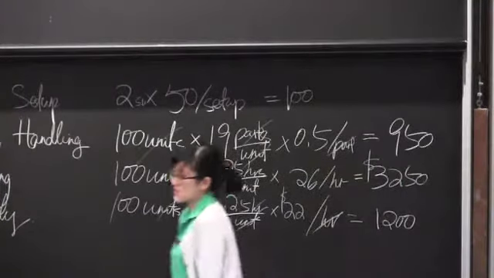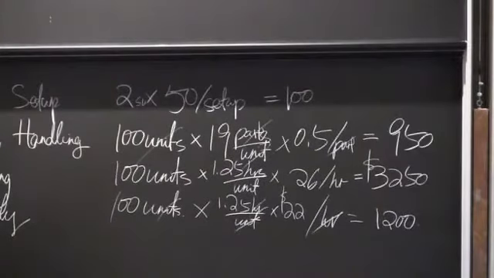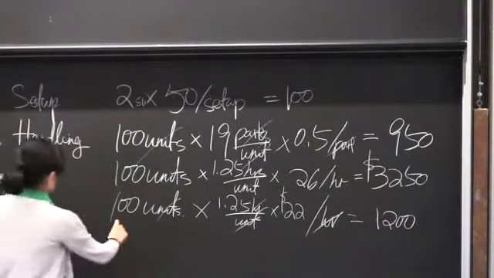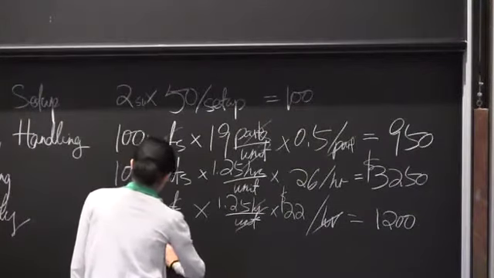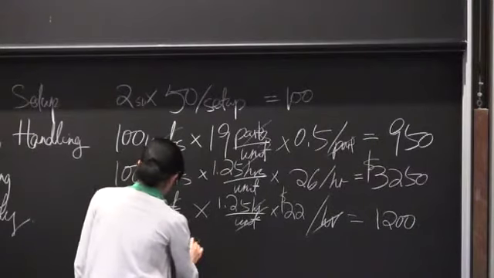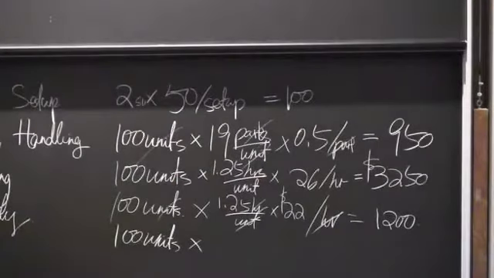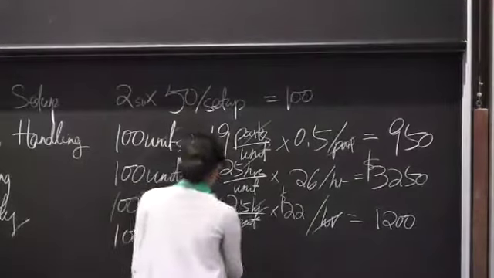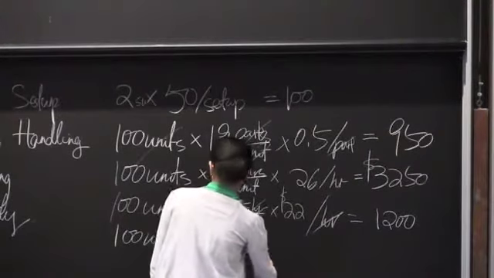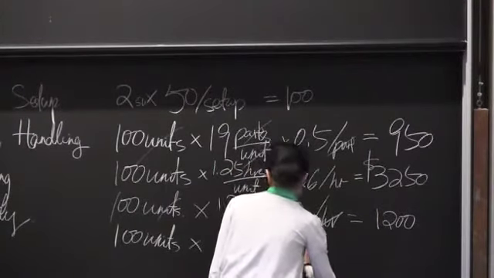Okay. The last one is inspection. Cost driver is number of finished goods. So how many goods did they finish? 100 units, right? And then all we need to know is their cost allocation rate, which is $12 per unit. And that gives you 1200.